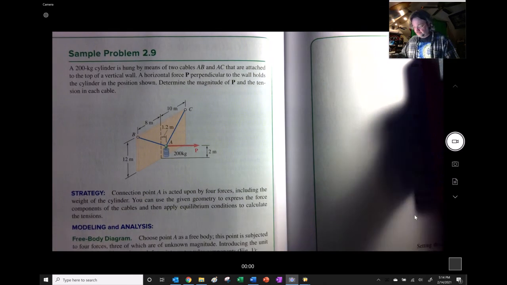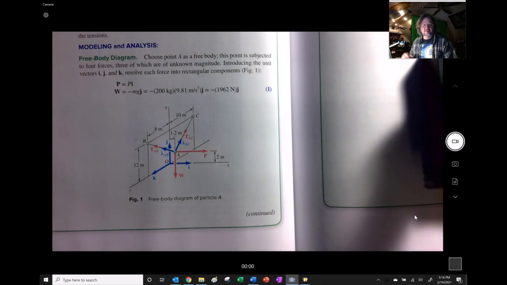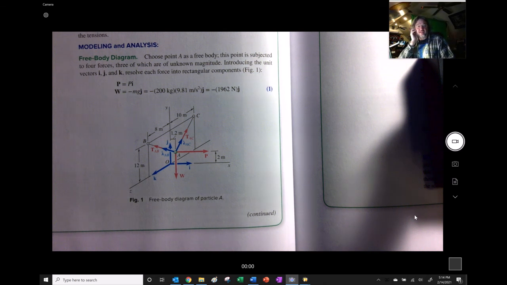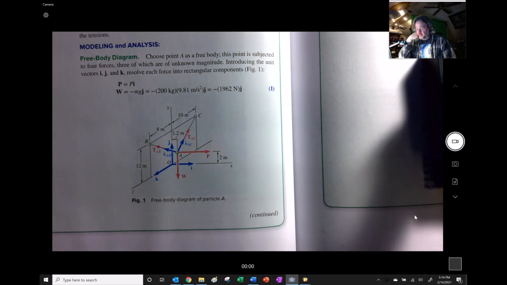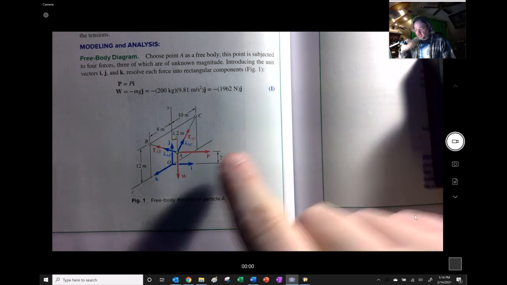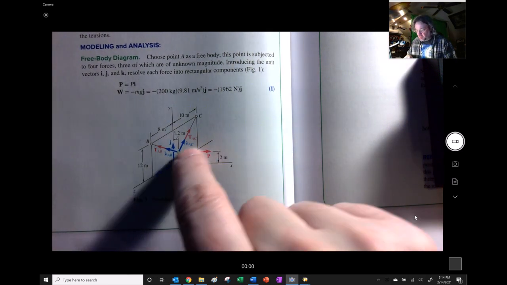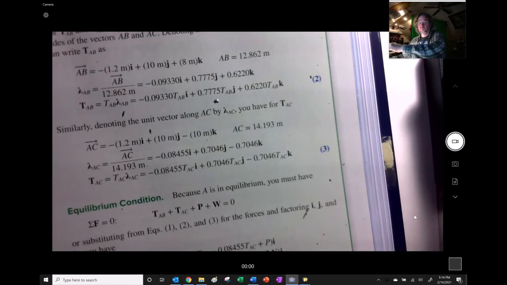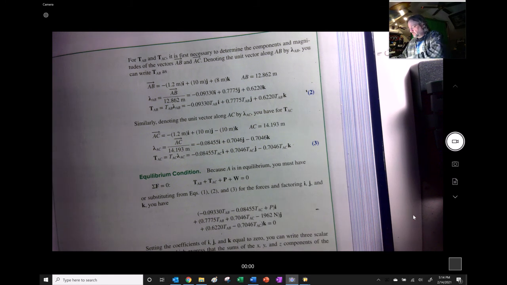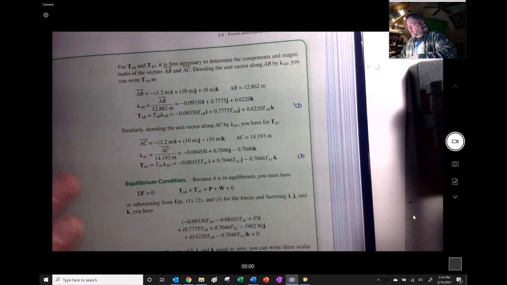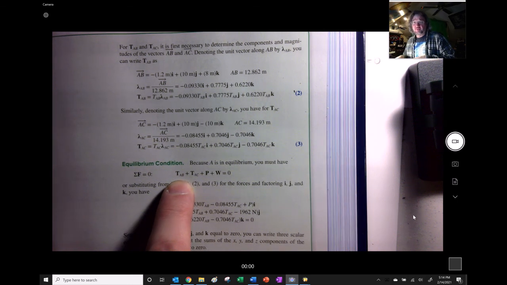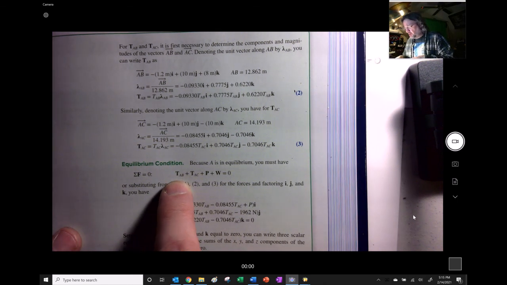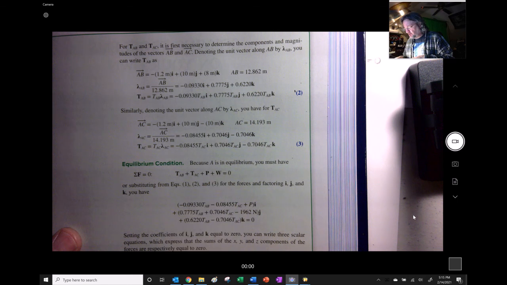You can see what they decided to do. I don't know if I really like that look here, but it's the same thing that we did here and here. This is what they're calling their free body diagram. You can see we have their lambda AB and lambda AC, arranged right in here. But here they decided to use capital T. I don't like using capital T, but that's me. Here's your vectors, and they're adding the things up.